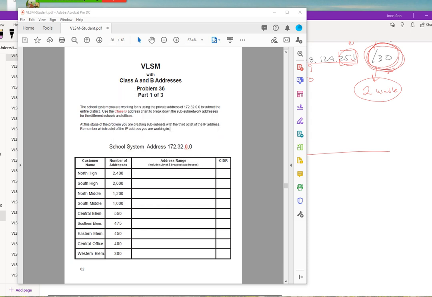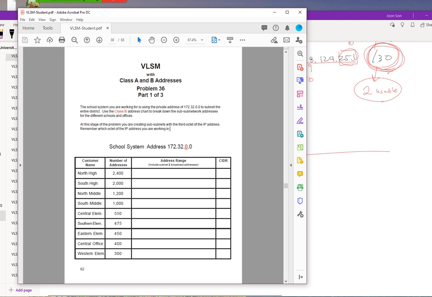Okay, so problem 36 is your homework assignment problem. This is given, right? The IP address is given. And then the customer names are North High, South High, North Middle, Elementary, etc., and then the number of addresses. So first, take a look at North High.